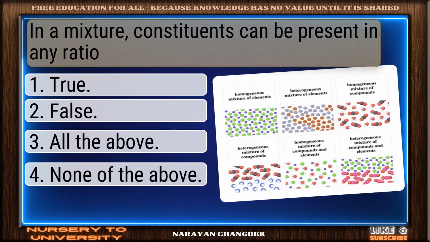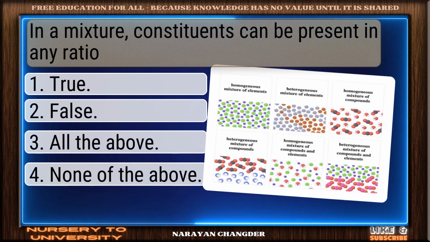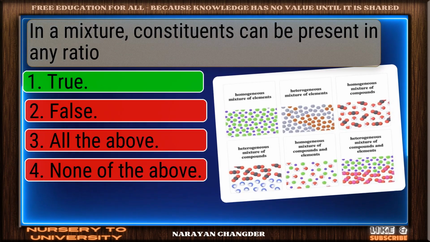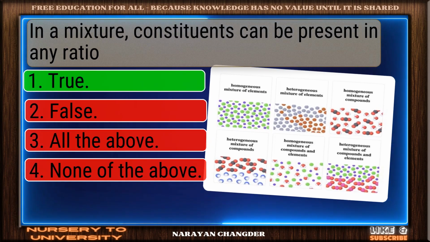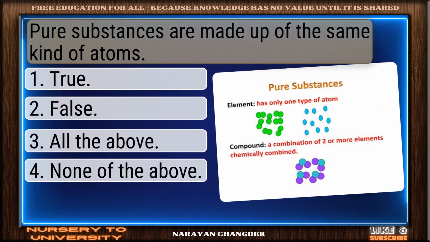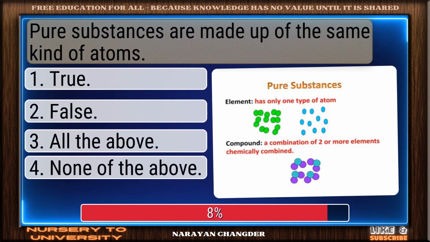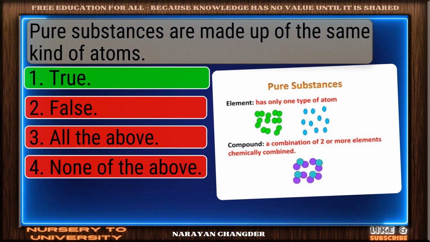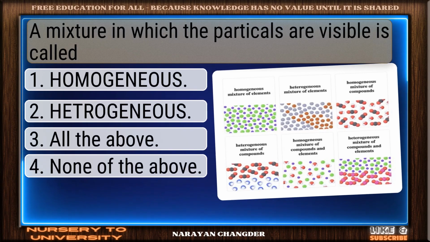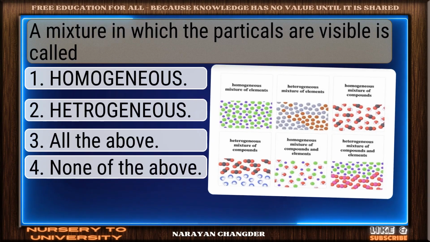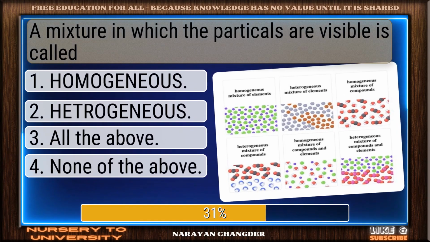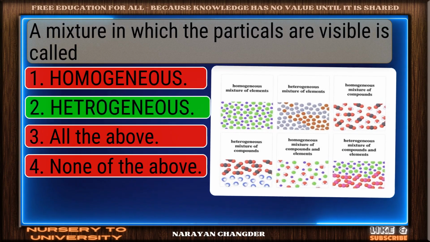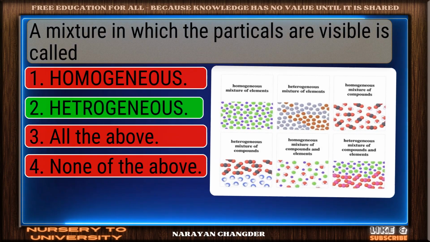In a mixture, constituents can be present in any ratio. Exactly. True makes sense and it is right choice. Pure substances are made up of the same kind of atoms. Smart pick. True is the correct choice. A mixture in which the particles are visible is called. Sharp thinking. Heterogeneous is the right choice.